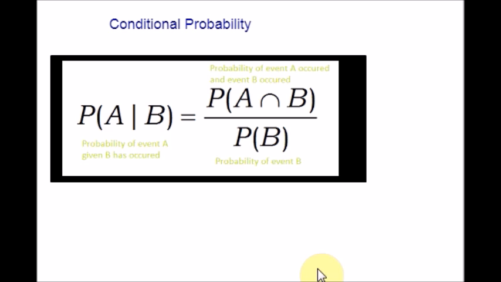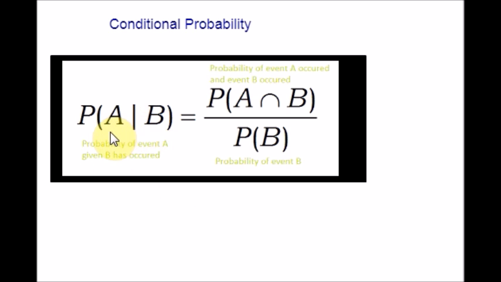Here is the formula to calculate the probability of event A for which event B has already occurred. It is denoted by probability of A given B, and its formula is probability of A intersection B over probability of B. Please note that probability of B is not equal to 0. So this is the formula for conditional probability.